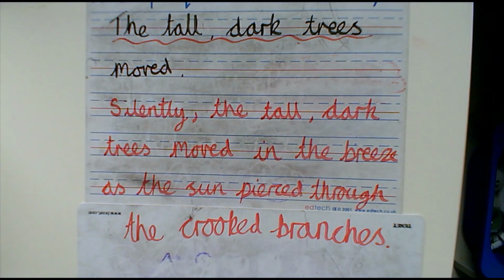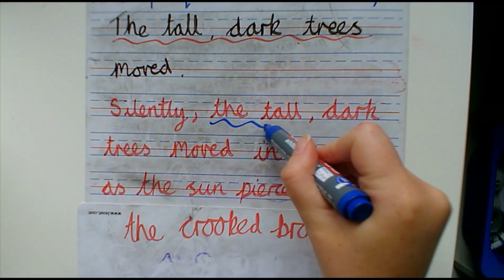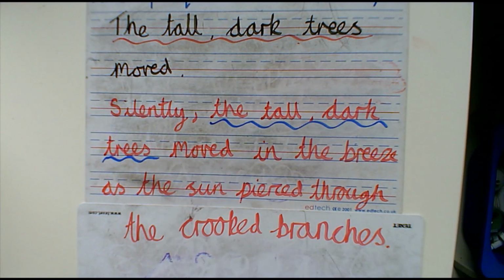So let's have a look at the sentence. See if you can spot where we've put in the noun phrase. Actually, I snuck in an extra one. See if you can find it. Here's one, the tall, dark trees. And here's the second one. Well done if you spotted it.